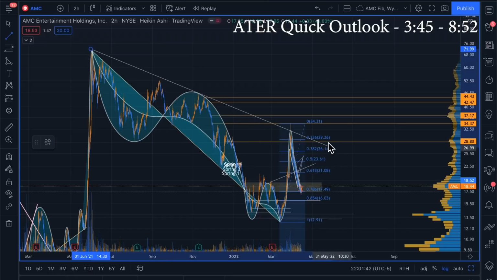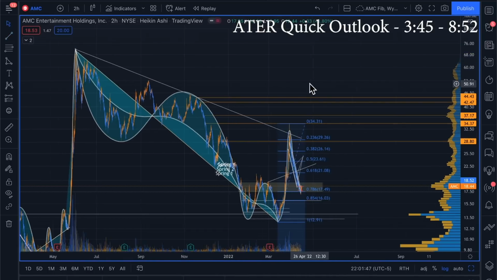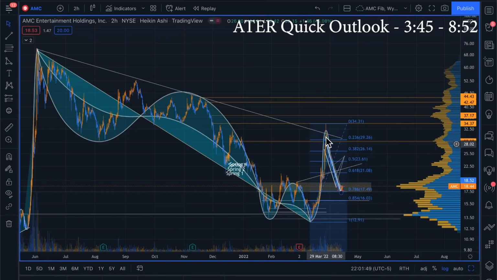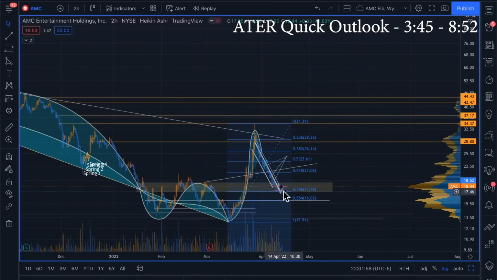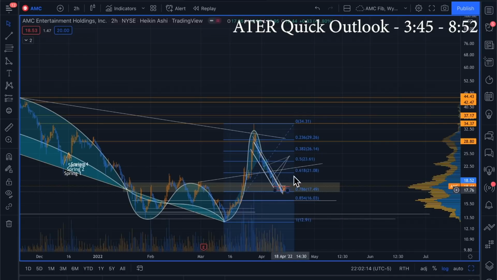So both ATER and AMC, presumably, may stop and reject, and AMC did, it rejected off of this downtrend line. And it looks like it's finally gaining some footing here, and it might be forming a turnaround. Now, I think it's going to be a little bit slow, but I do think it's going to finally turn around and head back up towards 25. And I talked about that in the previous video. I'm not going to talk about that too much more today.